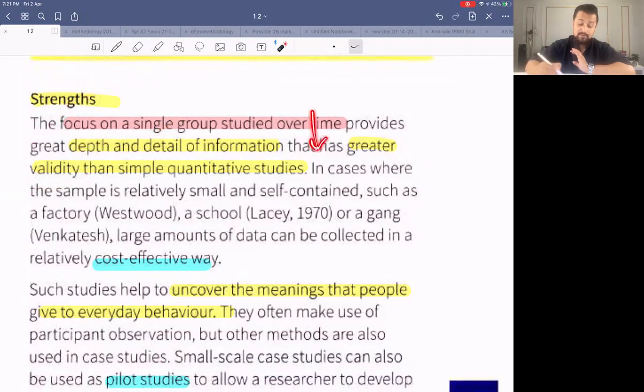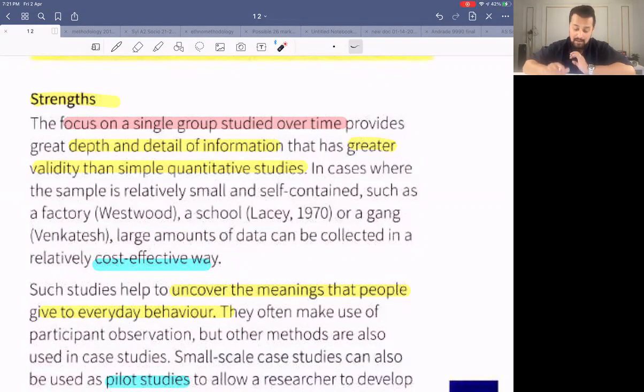In cases where the sample is relatively small and self-contained, such as a factory, Westwood, a school by Lacey, a criminal gang, that is the study by Venkatesh that we keep speaking about every now and then, a large amount of data can be collected in a relatively cost effective manner. Do we all understand this?